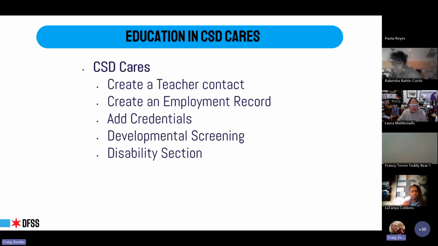Okay, so let's look at education. We're going to be doing a few things today. I'm going to look, first of all, at teaching staff, how to add them, how to add their employment record and their credentials. We're also going to add them to a class. We're going to look at a couple specific things about how teacher files are related to the rest of the system. And we are going to look at developmental screening and disabilities. I left off this list, but we're also going to look at what we call interactions. Interactions are things like home visits and parent-teacher conferences and other circumstances where there's contact with families and children that needs to be documented. So there's a way to do that.